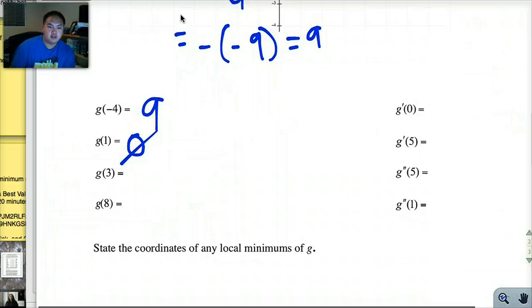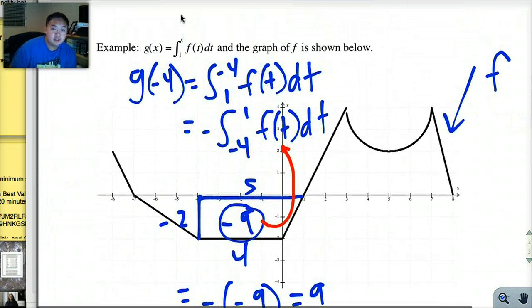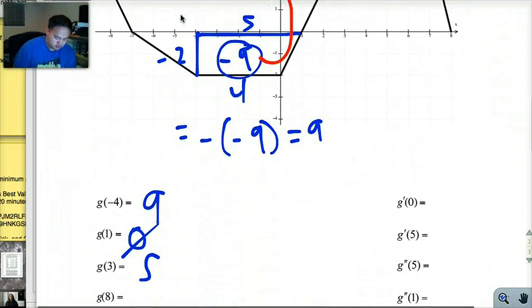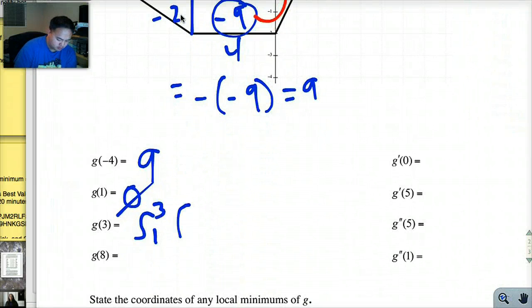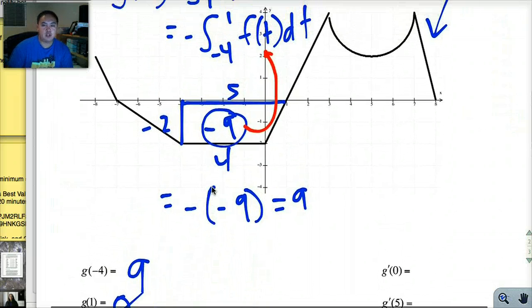G of 3, so g of 3 is going to be, if I look at the problem again, from 1 to 3 of f of t dt. This one, my bounds are already in the correct manner. The lowest one's on the bottom and the highest one's on top. So now I'm just going to find the area between 1 and 3.